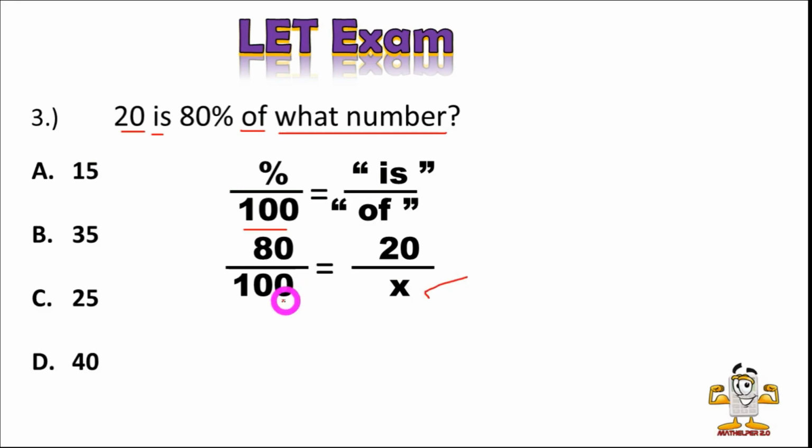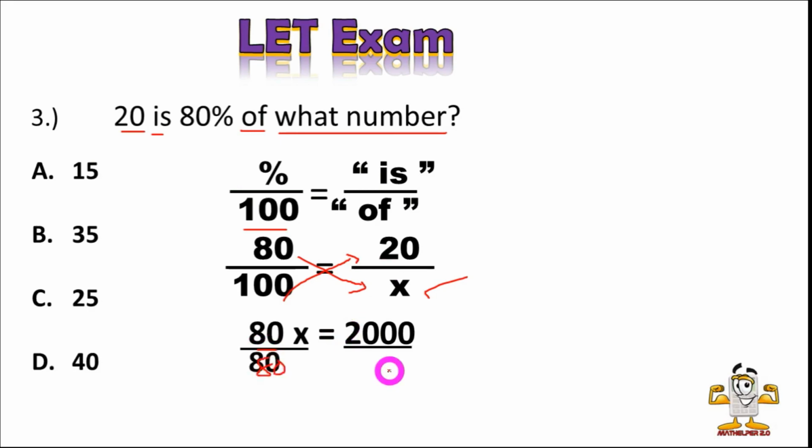So, cross-multiply lang po natin yung dalawang fraction. So, 100 times 20 is 2,000. 80 times x is 80x. So, i-divide po natin ng 80, sa kabila rin 80. So, cancel to. So, 2,000 divided by 80 is 25.